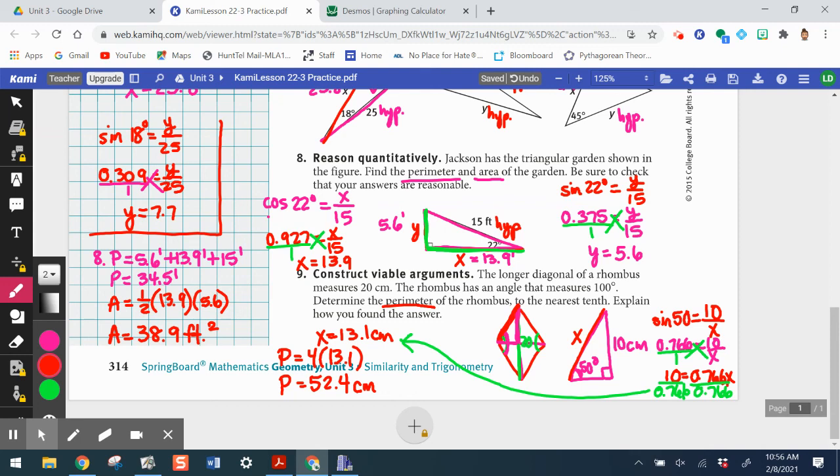So that is the conclusion of the lesson 22-3 lesson practice. Hopefully that helped for those that are still struggling with determining which trig functions to use. But again, go back, rewatch, rework, whatever you need to solidify how to use these trig functions.